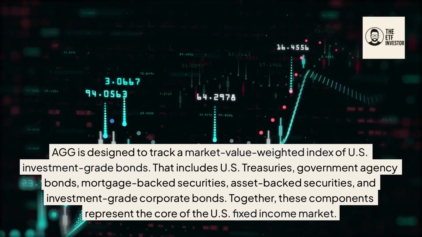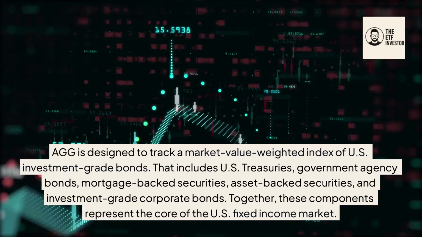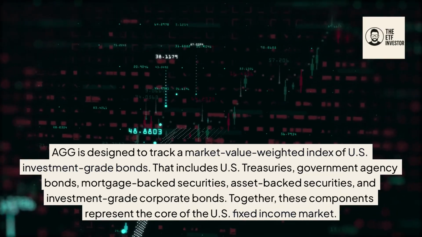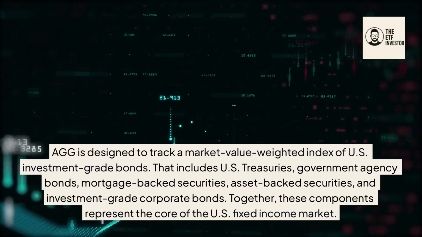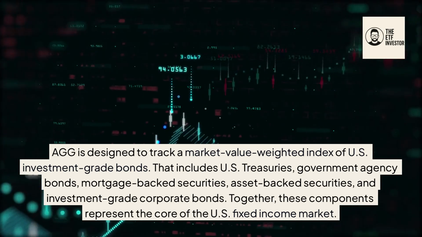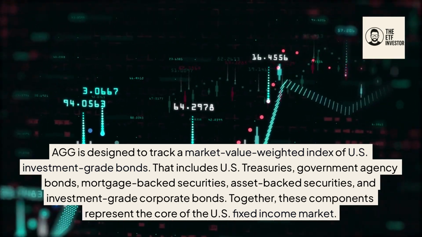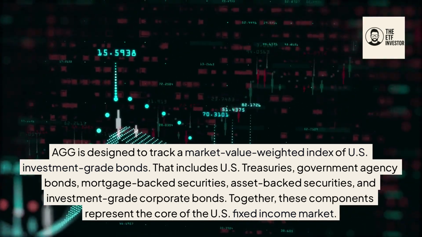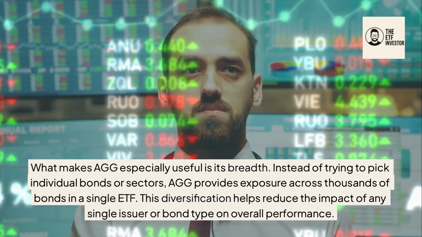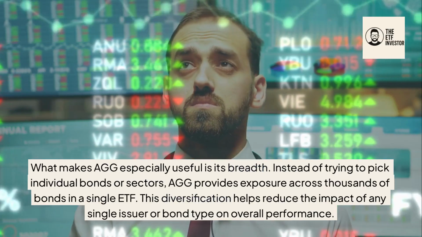AGG is designed to track a market value-weighted index of U.S. investment-grade bonds. That includes U.S. Treasuries, government agency bonds, mortgage-backed securities, asset-backed securities, and investment-grade corporate bonds. Together, these components represent the core of the U.S. fixed income market.